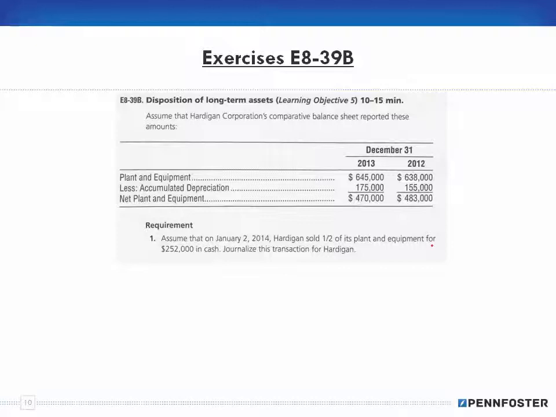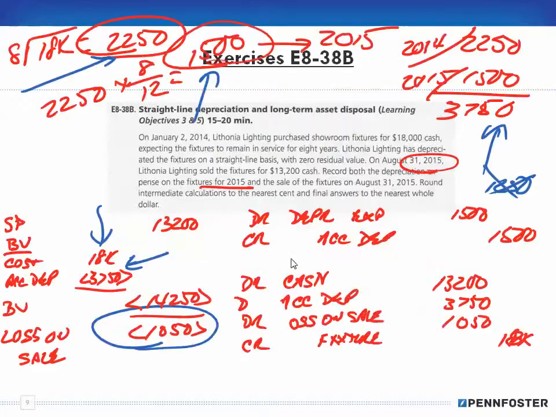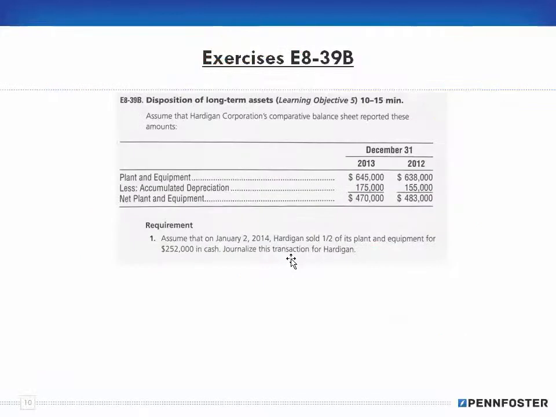This is very similar to the previous problem here. So if you need more experience, or you need a second look, see exercise 8-38B. Because we're going to say, okay, they're selling half of its plant and equipment, so the sales price is going to be $252,000.